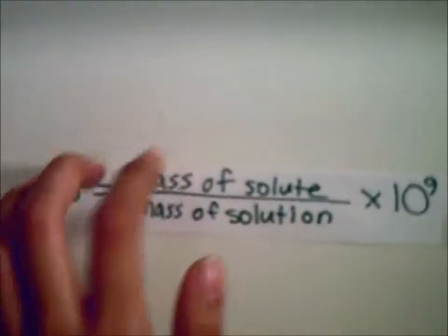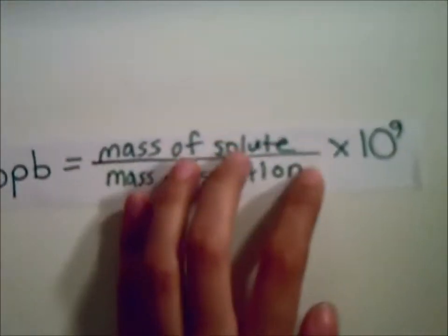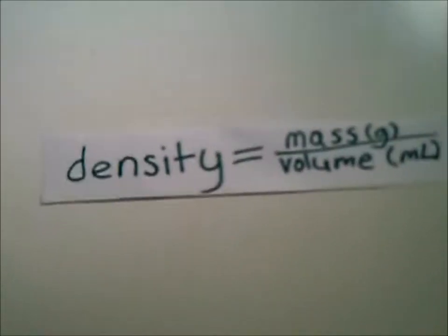Parts per billion is kind of similar to parts per million: mass of solute divided by mass of solution times a billion. And density equals mass over volume.